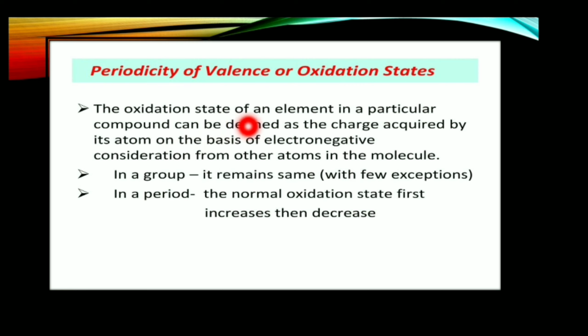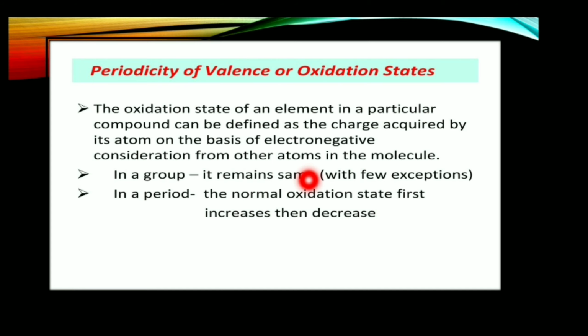Periodicity of valence or oxidation states. The oxidation state of an element in a particular compound can be defined as the charge acquired by its atoms on the basis of electronegativity. Oxidation state is also determined by the number of valence electrons that carry charges. In a group, it remains the same.